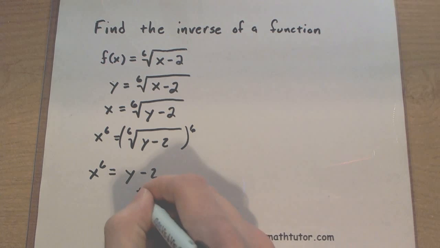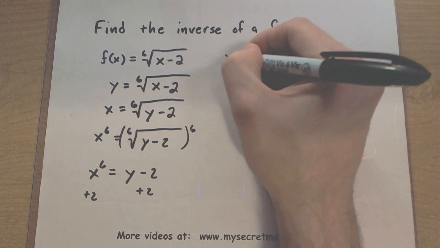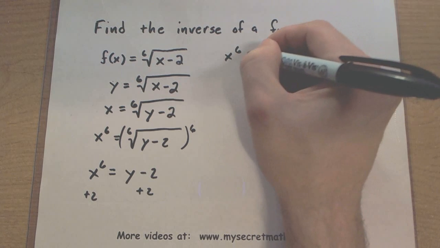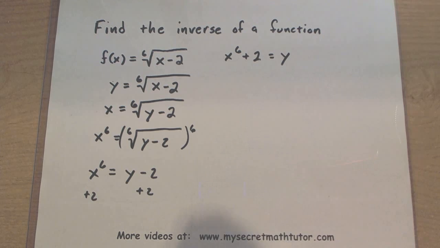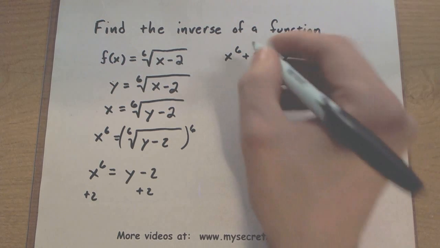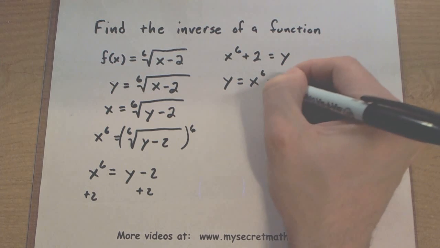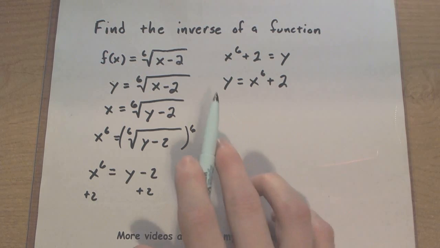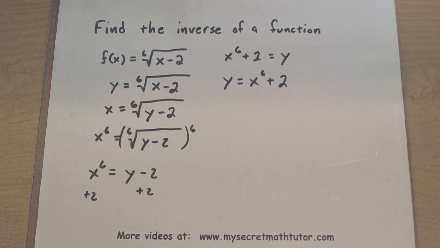Alright, now I need to move this 2 over. So this will give me x to the 6th plus 2, and that is equal to y. Let's rearrange things so it's a little bit easier to read. This says y is equal to x to the 6th plus 2. And now that we have y isolated, all alone, let's put our function notation back in.